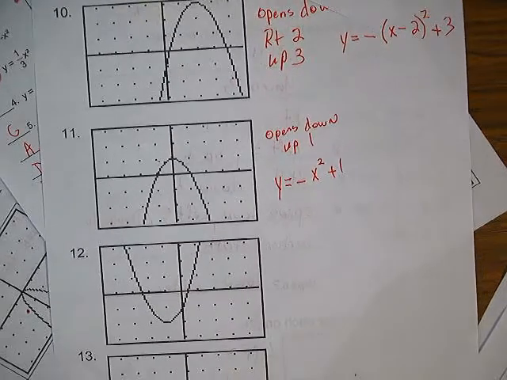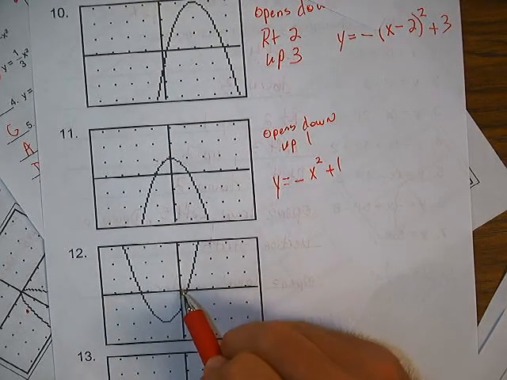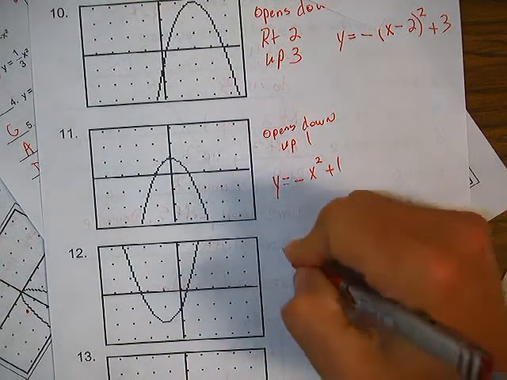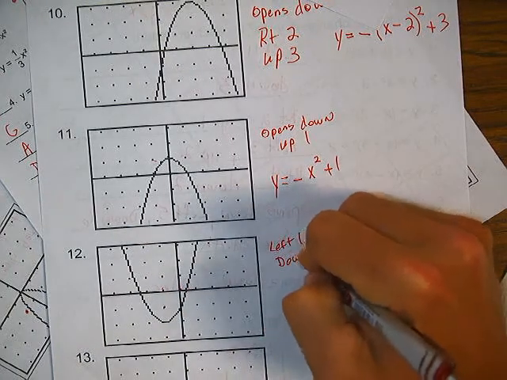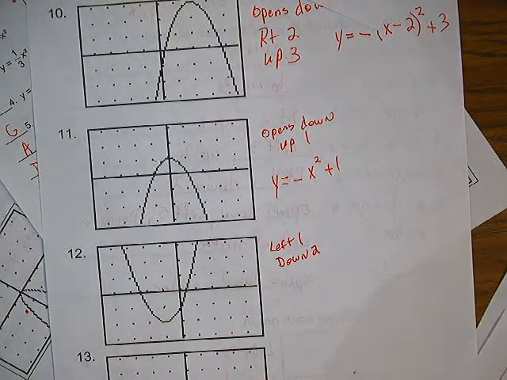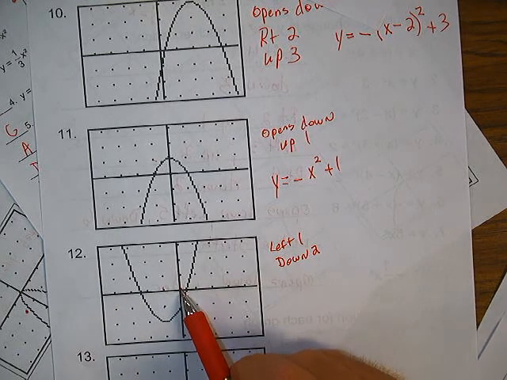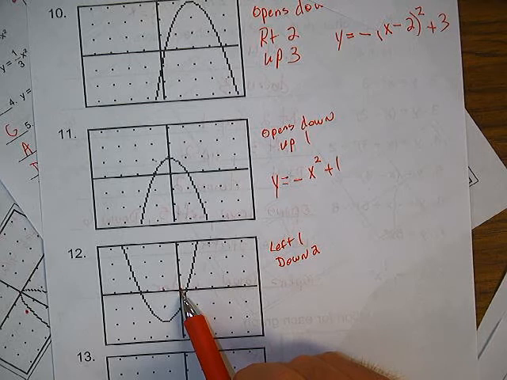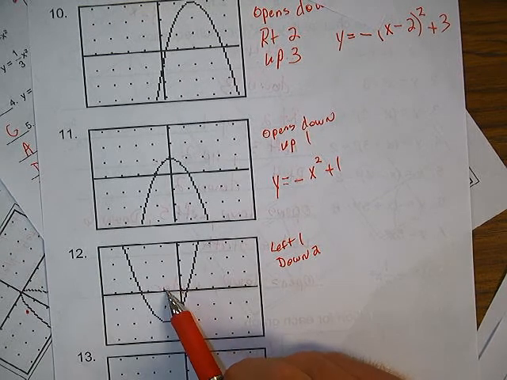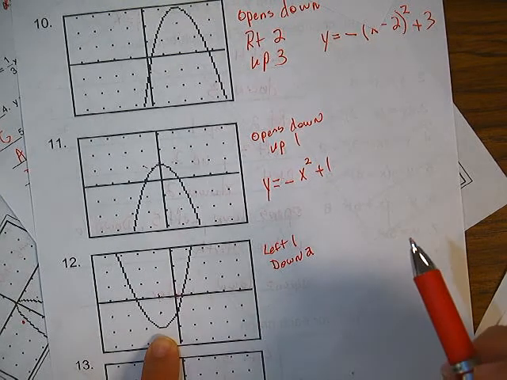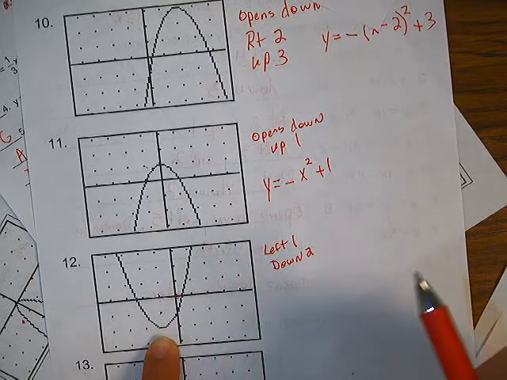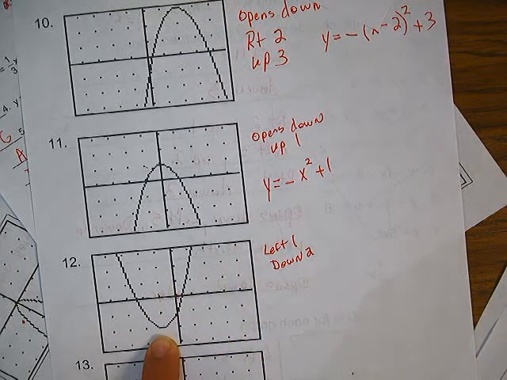Number 12. How does the vertex change? Left 1 and down 2. So how do you see that? The vertex of the parent function starts at 0, 0. Then the vertex changed where? It went left. How far? 1 and down. How far? 2. You get it?